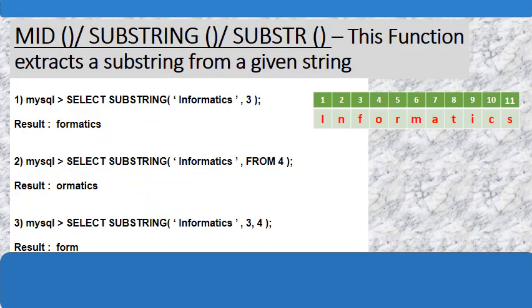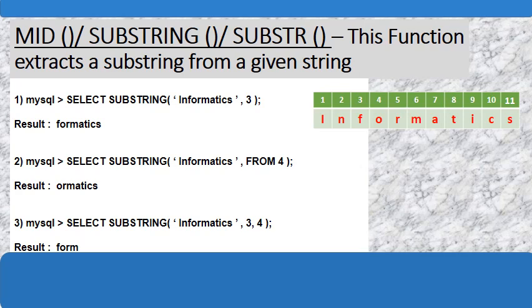Mid function, substring function, substr function. These functions are used for extracting a substring from a given string. Please see the string informatics with its positions. First example, select substring informatics, 3. So this query will output all the characters from the third character onwards. That means from F onwards it will output all the characters. FORMATICS will be the output.